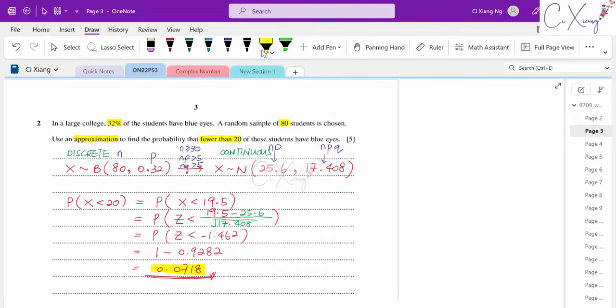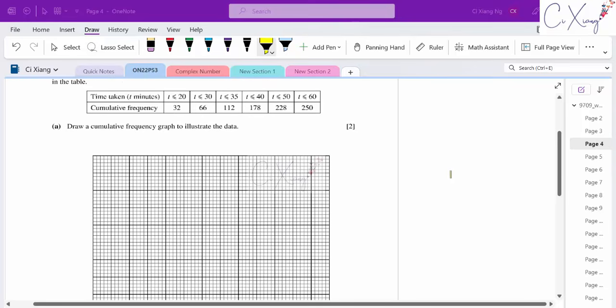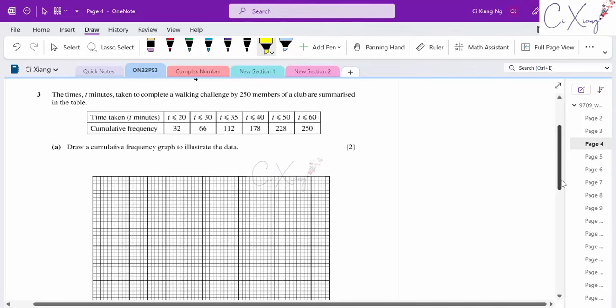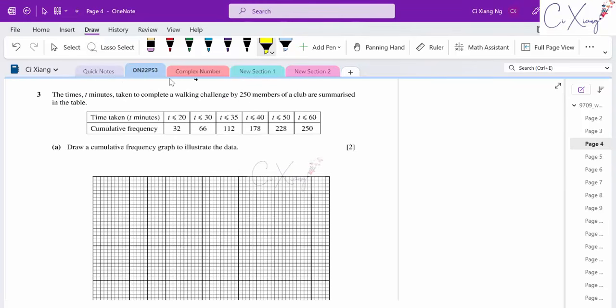Alright, so this is how we answer the question. Okay, so now we come to question number 3. We are given the data with time taken and also the cumulative frequency. According to the sign that we can see on the first row of the table, basically it is the upper class boundary, and we can straight away plot the upper class boundary with the cumulative frequency.